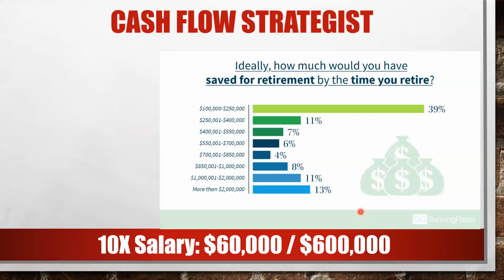Whatever your salary is right now, multiply it by 10, and that's how much you should have in your retirement account. So if you're making $60,000 a year, you should have $600,000 by the time you retire. But look at these numbers. Only 39% of people who hit retirement got $100,000 to $250,000 in their retirement. Only 39%.